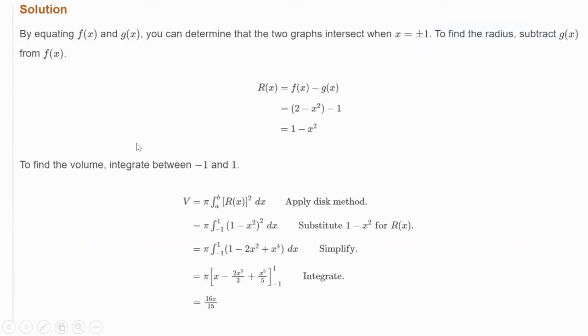And so what we're going to do is use our formula that V is equal to pi times the integral from a to b of capital R of x, the radius of the disk in the disk method, whole squared dx. But we know that R of x was 2 minus (x squared plus 1), which is 1 minus x squared. So I'm putting 1 minus x squared whole squared here, and then this is dx. So this is the correct integral, and now we have to calculate it.